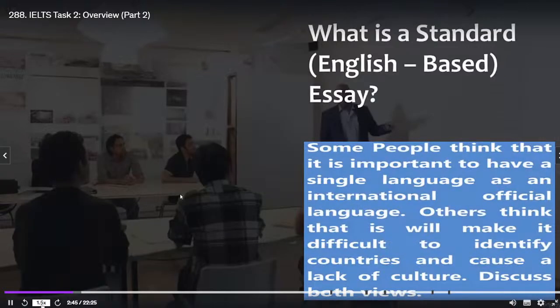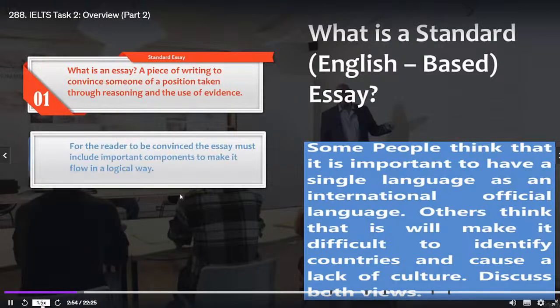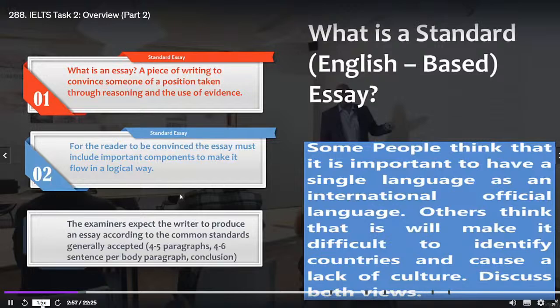So, what is a standard English-based essay? Let's just start with the foundation. What is a standard essay? It's a piece of writing that is used to convince someone of a position that you're going to take. You must use a certain level of reasoning and evidence to score very, very well. In order for the reader to be convinced, you have to follow a certain logical pattern.